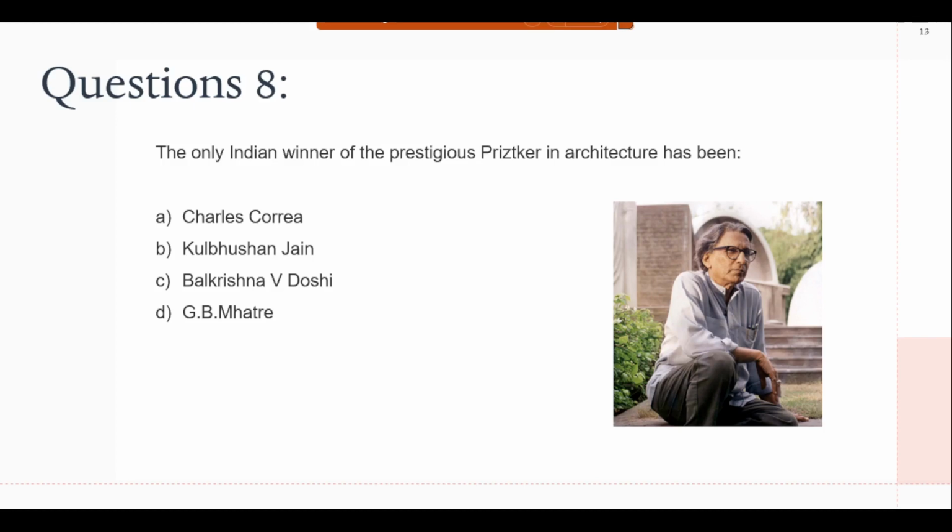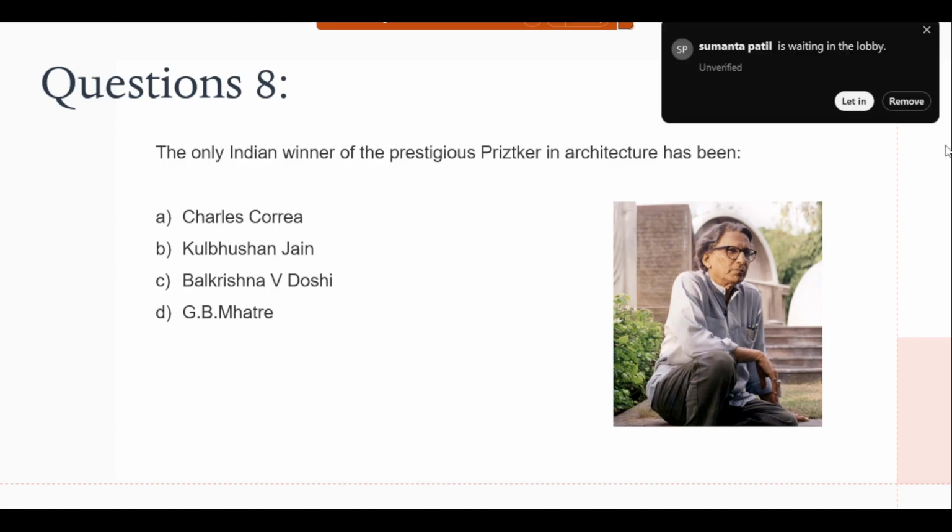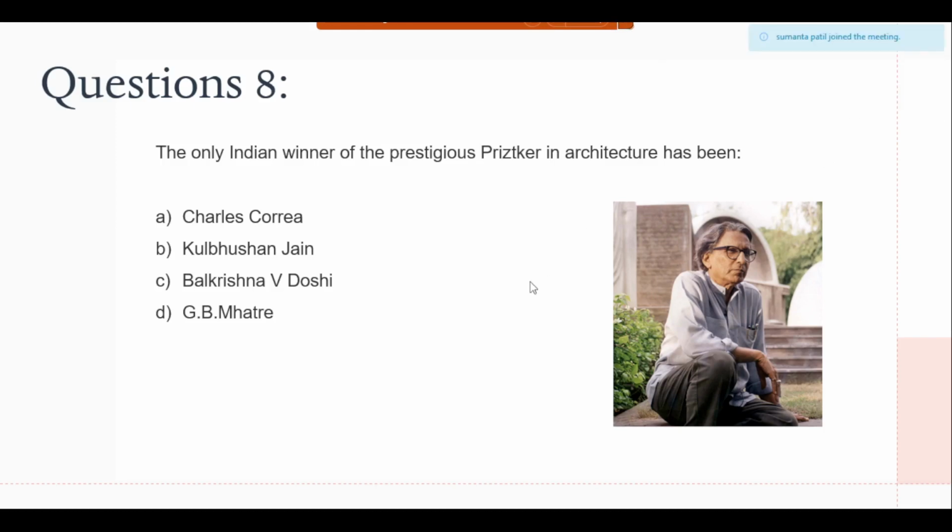Coming to question number 8, the only Indian winner of the prestigious Pritzker in architecture has been Charles Correa, Kulbhushan Jain, Balakrishna V. Doshi or G.B. Mhatre. B.V. Doshi. When did he win this prize? Is it 2018, sir? Yeah, he was conferred with the prestigious Pritzker Prize, which is the highest award for the architecture field, in 2018, and we actually lost him in January, I guess, in the previous month.